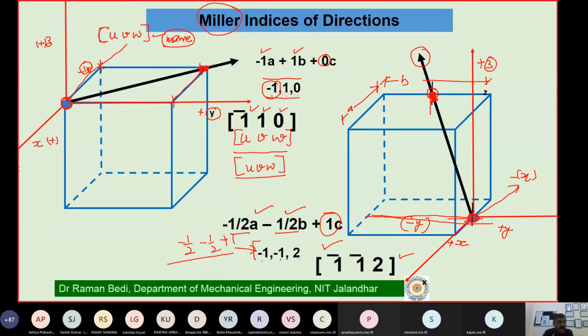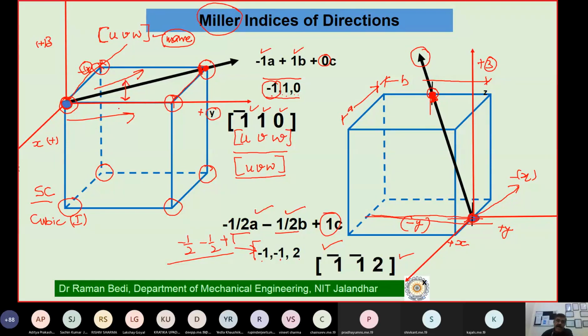Anything which is not clear here up to this point? I already explained the reasoning why we do that, because these directions have different crystallographic information available with us. If it was a simple cubic system, the atoms are available here, the second is here, the third is here, only at the corners. So the interatomic spacing is different along this direction and along that direction, and that is why these two directions are not crystallographically equivalent.